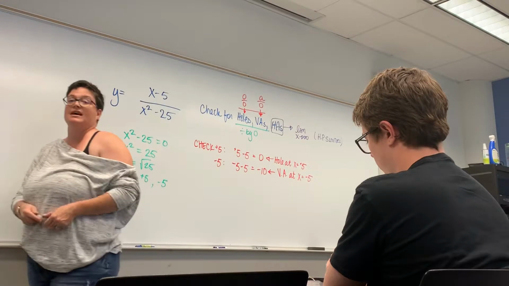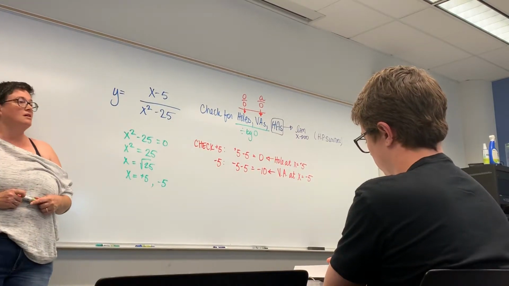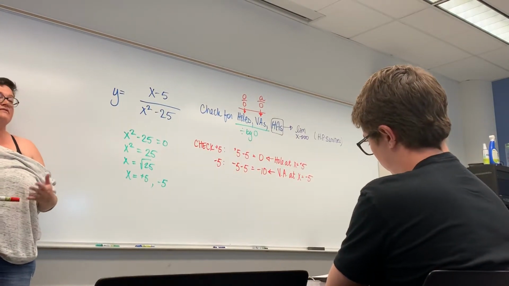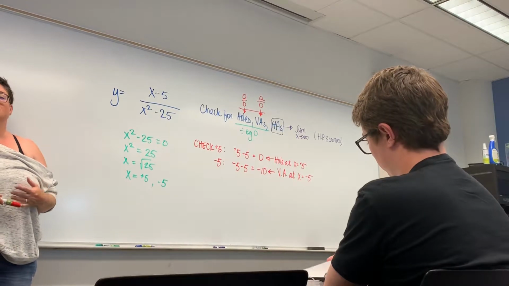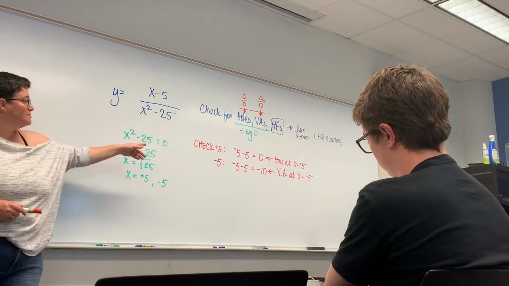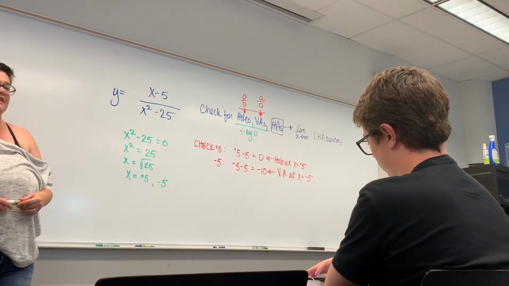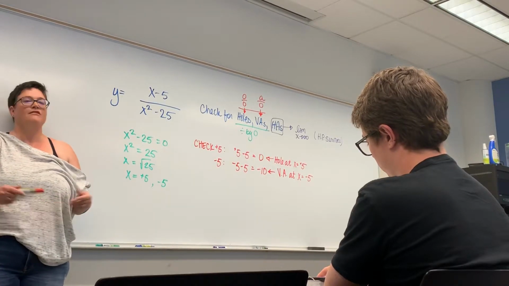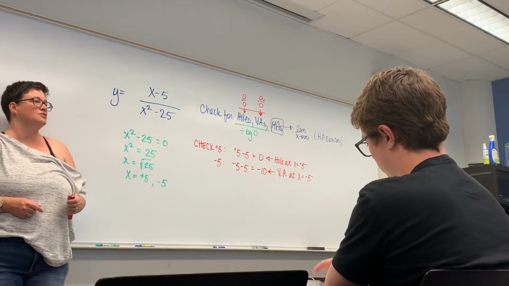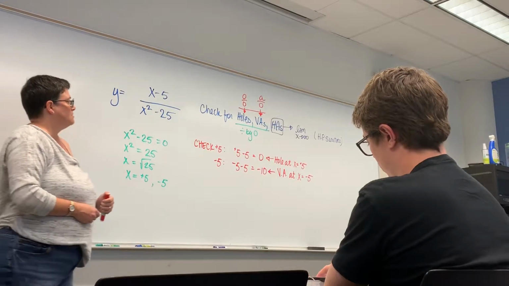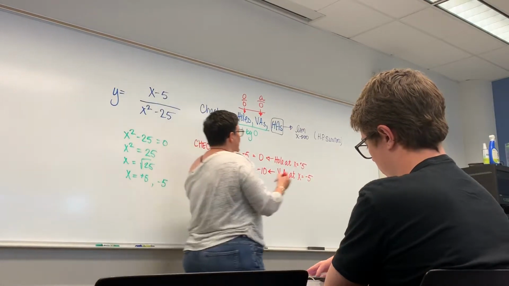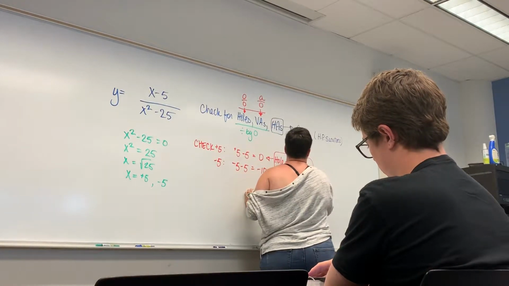You can graph these guys to check your work. You can always graph the function to see if it does what you think it's going to do. You think you have a vertical asymptote at negative 5? Graph it. Verify it. You have your calculator. It's a tool. Okay, so now we have a hole and a vertical asymptote this time.